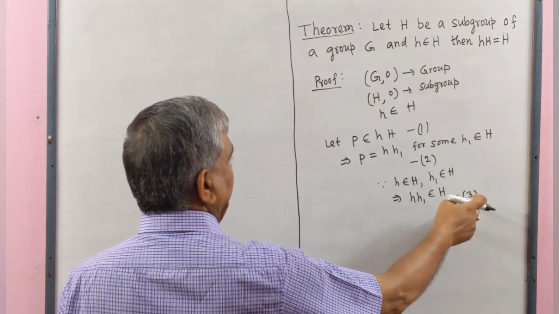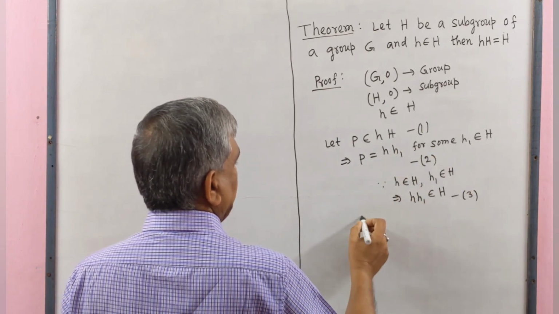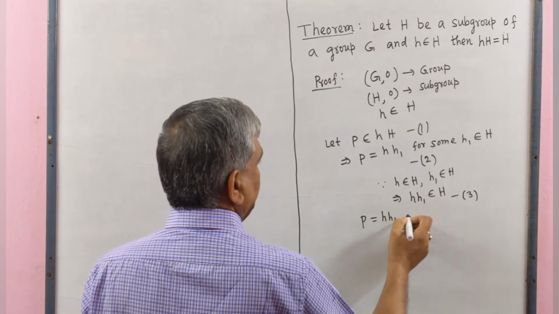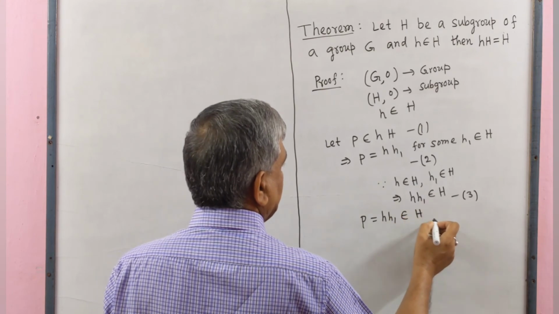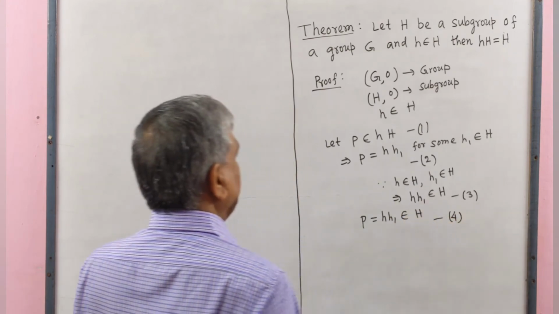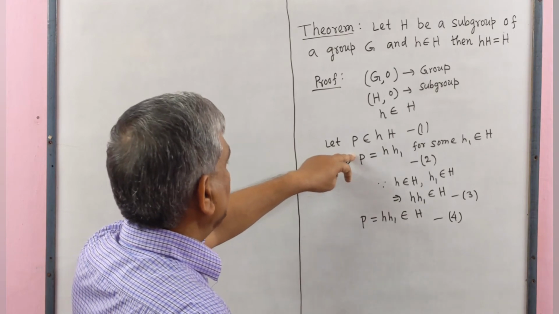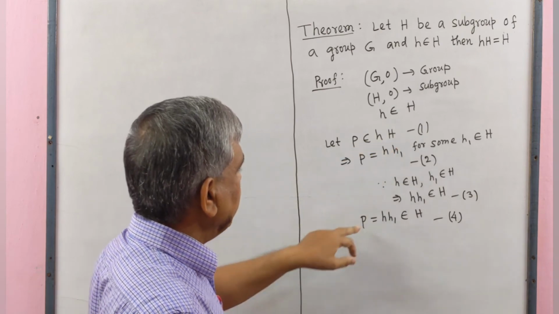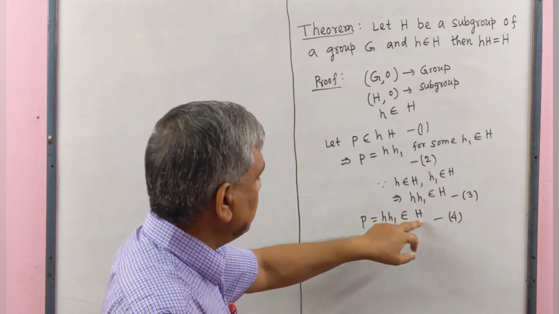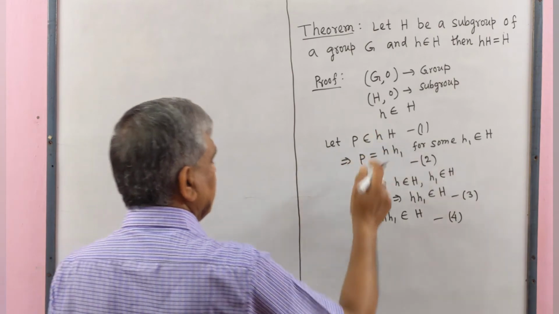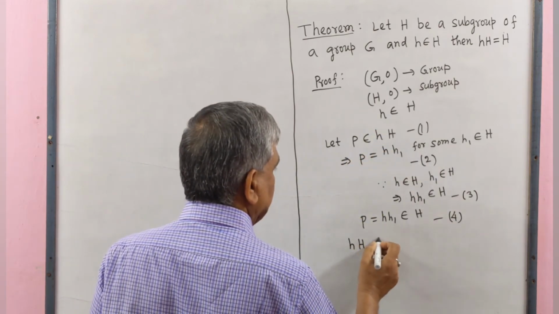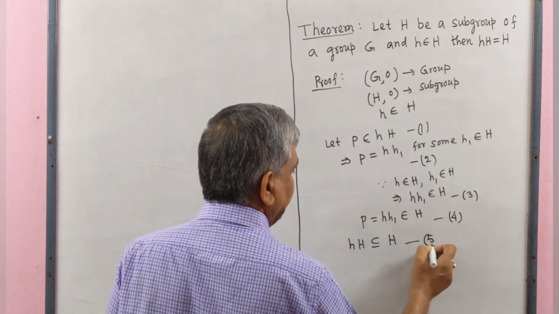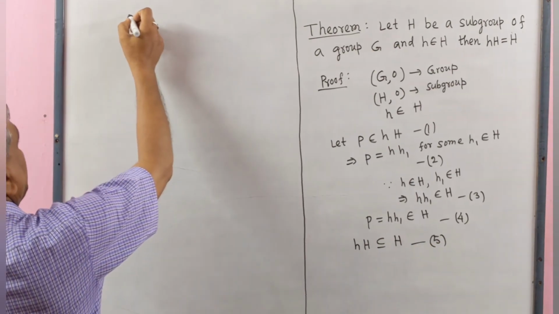From 2 and 3 we get P equal to h H1 belongs to capital H. This is number 4. In 1 we see that P belongs to small h capital H implies that P belongs to capital H. That means small h capital H is a subset of capital H. This is number 5.